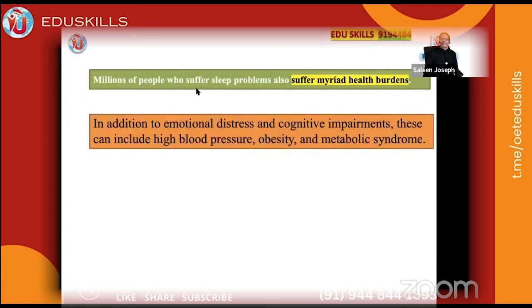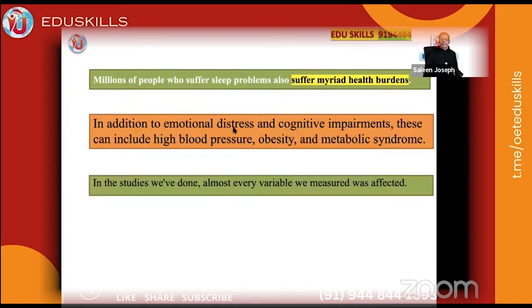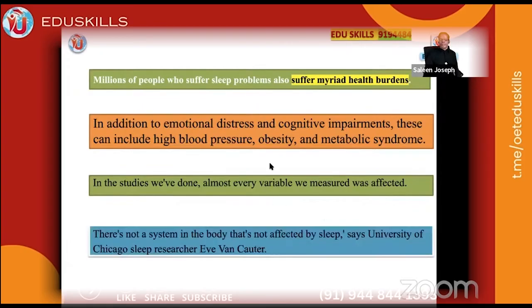See? Millions of people who suffer sleep problems also suffer myriad health problems, health burdens. In addition to emotional distress and cognitive impairments, these can include high blood pressure, obesity, and more, and that is the supporting sentence. In the studies we have done, almost every variable we measured was affected. That is a developing sentence. Again, you have the second developing sentence.